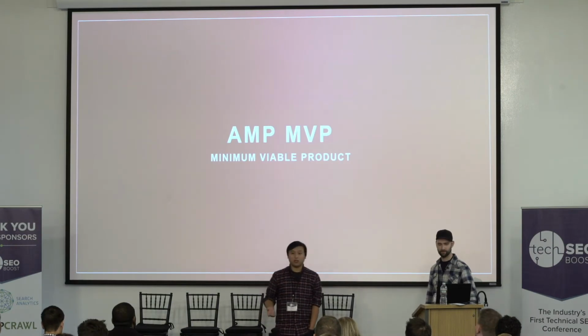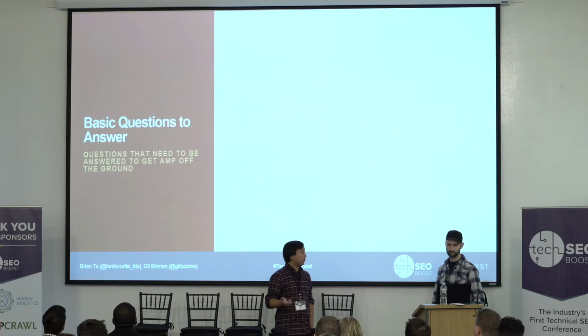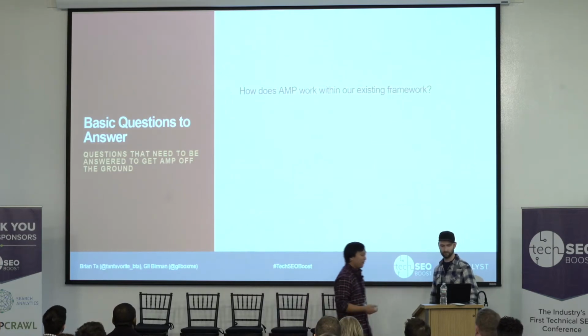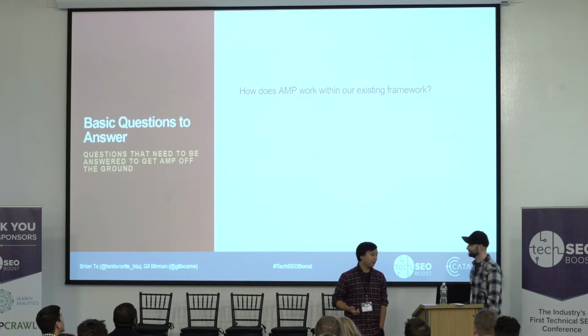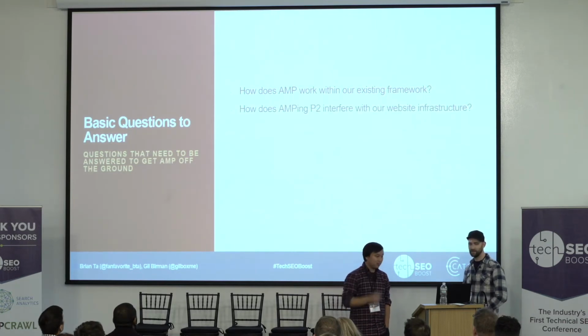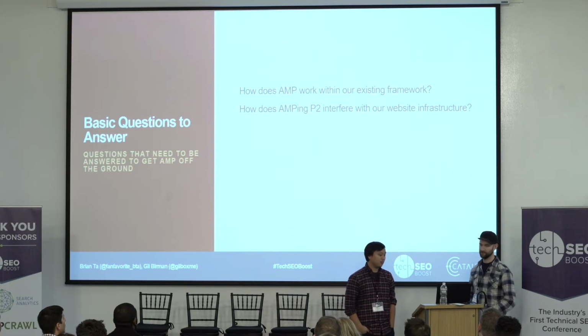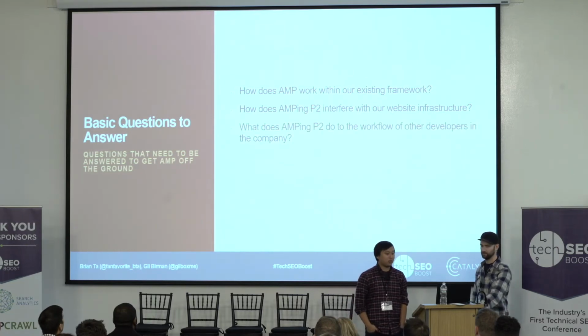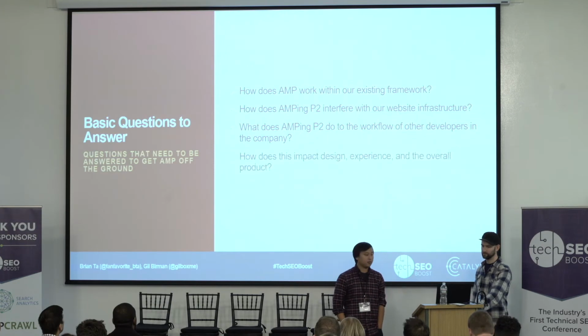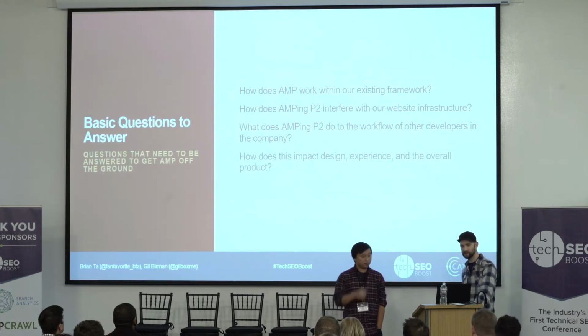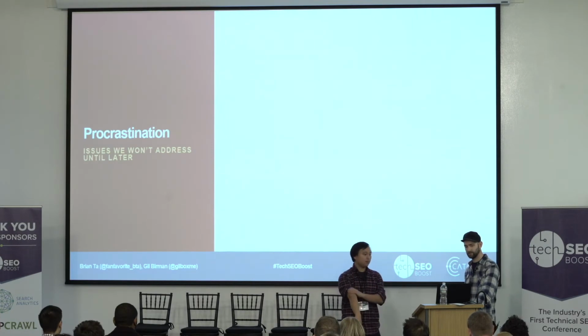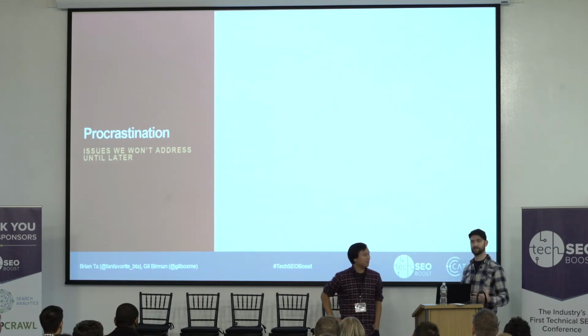So now that we figured out what pages to do, what's the minimal viable product that we need to create in order for us to actually finish the product and actually experiment with it and launch it? So these are some questions that we had to ask ourselves. How does AMP work within our existing framework? How does amping P2 interfere with our website infrastructure? What does amping P2 do to the workflow of other developers in the company? How does this impact design, experience, and the overall product? So these are issues. We decided to procrastinate on certain issues, and only address them after we had a minimal viable product that proved itself.